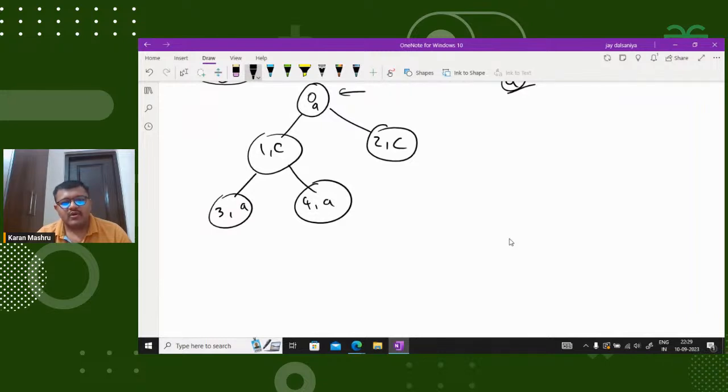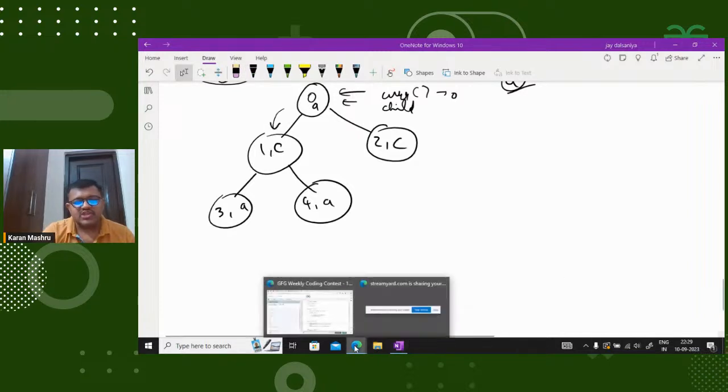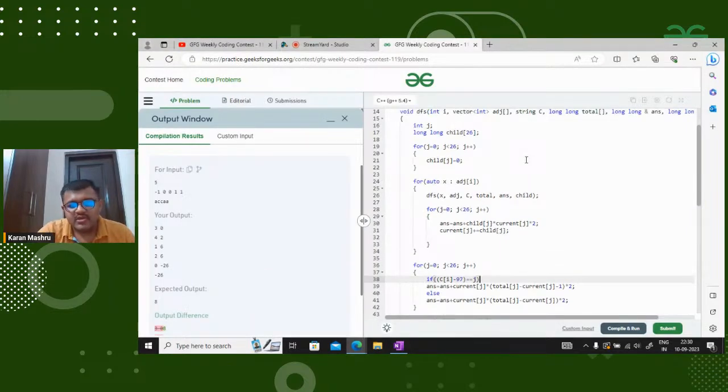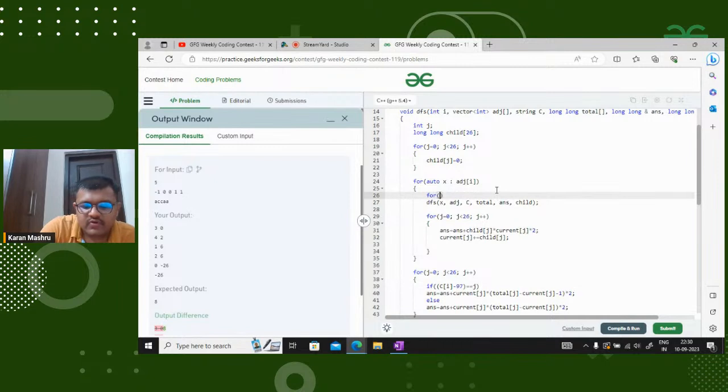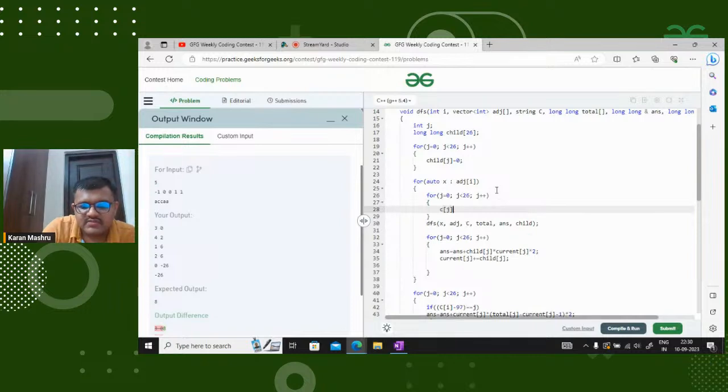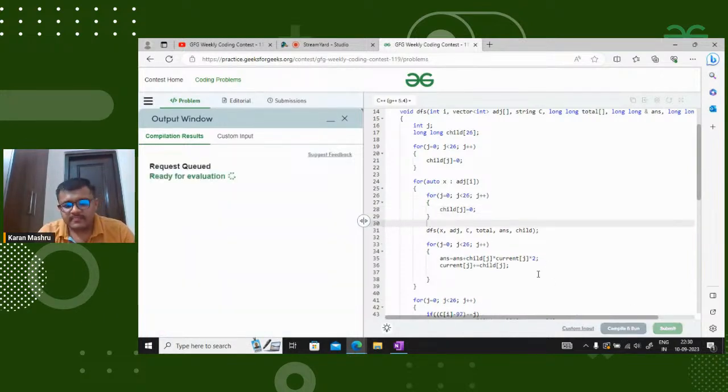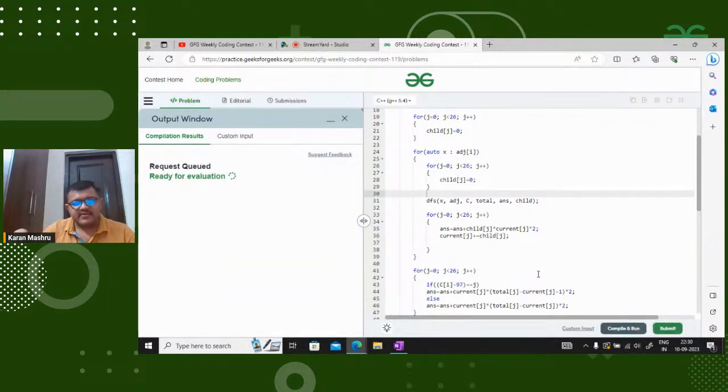So first of all, when I call DFS on this, I have the current array, and it is all initialized with 0. Then when I call a child array and pass it to this, before I pass it to any of the children, I should make it 0, right? So for j equals 0, j must be less than 26, j plus plus, count of j must be equal to 0, not count of j but child of j. Then only I should pass it, right? Because every branch is considered as a different child, right?